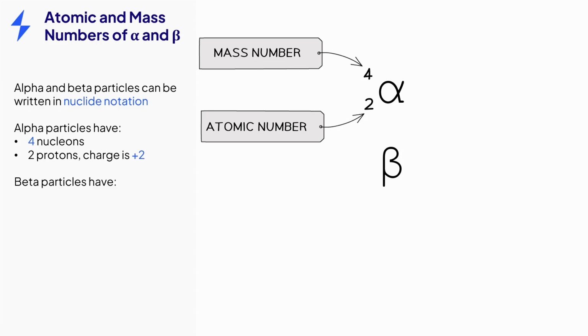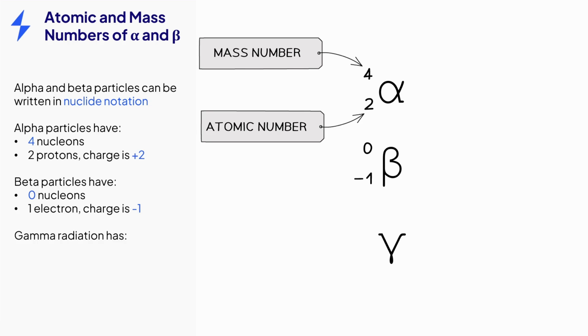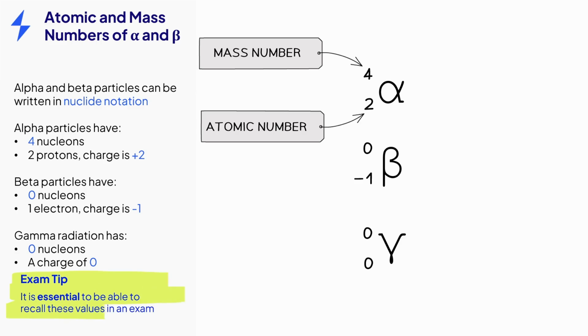Beta particles are just electrons, so they have no nucleons, and their mass number is 0. They have a charge of -1, so their atomic number is -1. Gamma radiation is a form of electromagnetic radiation, so it has a mass number of 0 and an atomic number of 0. You need to learn these 3 from memory to be able to answer these questions in an exam.